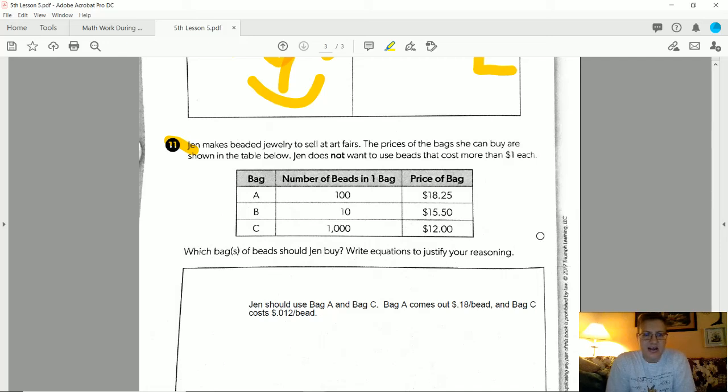Bag C cost 0.012, so 1.2 cents if we were changing that. So 18 cents a bead versus just over a penny per bead. The second option, bag B, would be $1.55 per bead. So those are the answers for today.